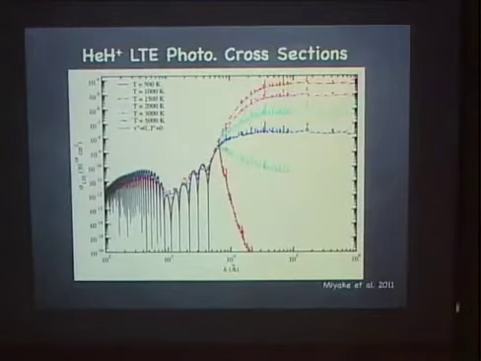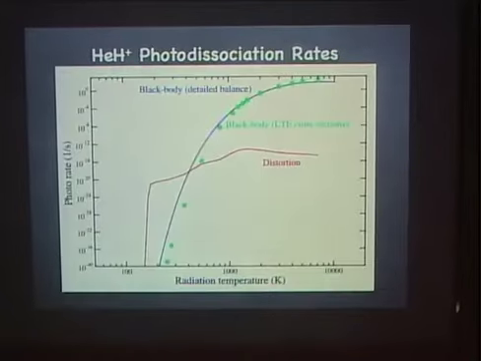Okay, and so here's a plot of cross sections that we made for HeH+, so cross section versus wavelength over a large range of wavelengths, for various temperatures of the gas. So this is the LTE cross section. This is 500 Kelvin, 1,000 Kelvin, going on up. Within that cross section, we could then calculate the photodissociation rates, which are shown here. So for HeH+ photodissociation, again, photo rate versus temperature.